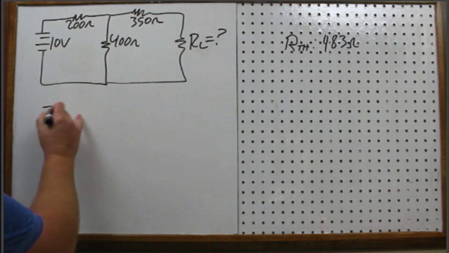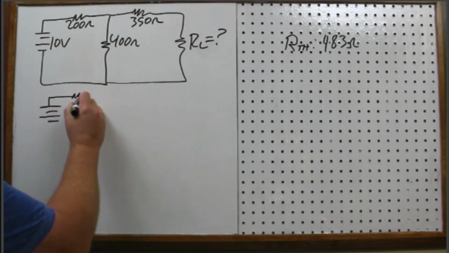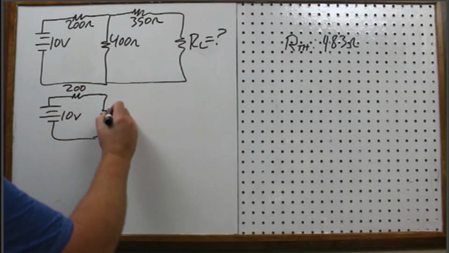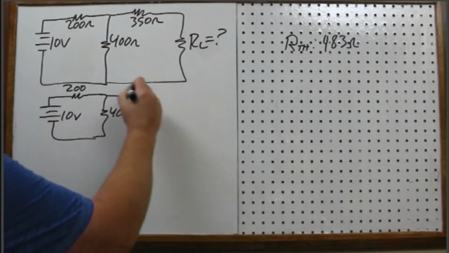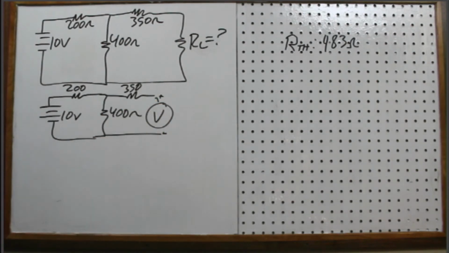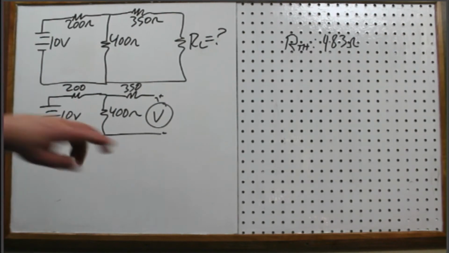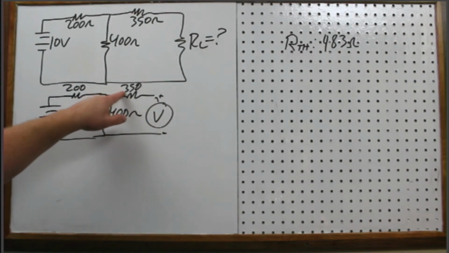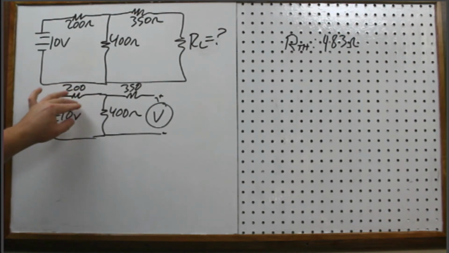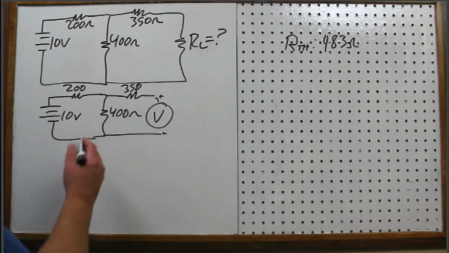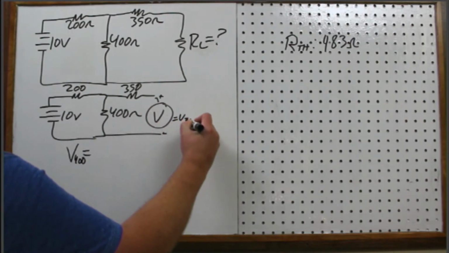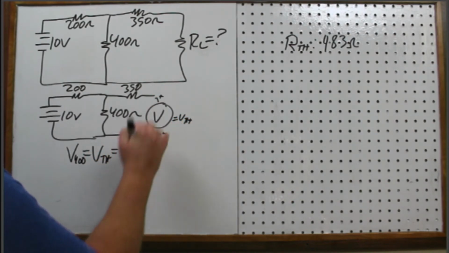Okay, so I go back to my original problem. Now remember, when you put the voltmeter in here like this, it's like adding a 10 megaohm or a very high resistor in series here. And so this has no effect on this measurement, okay? So essentially, we just have a 2-resistor series circuit. And so we can say the voltage on the 400, which is the same as the Thevenin voltage, right? Because that's between A and B here.